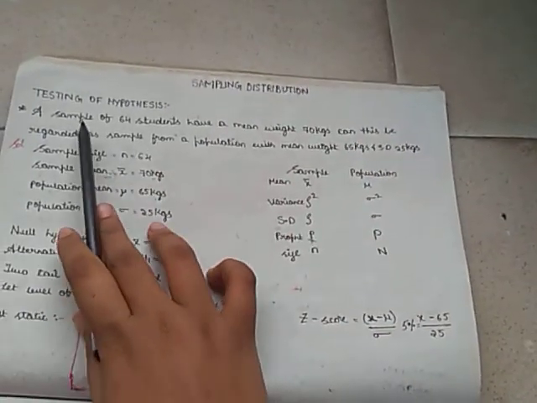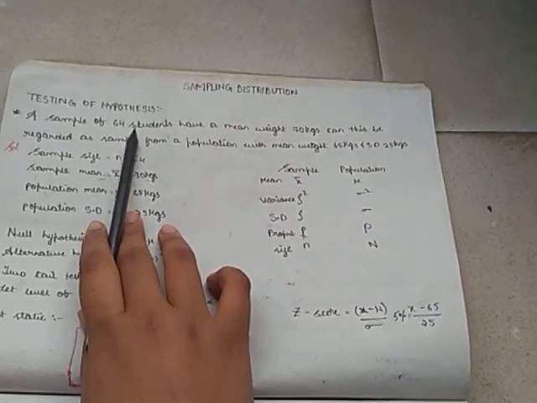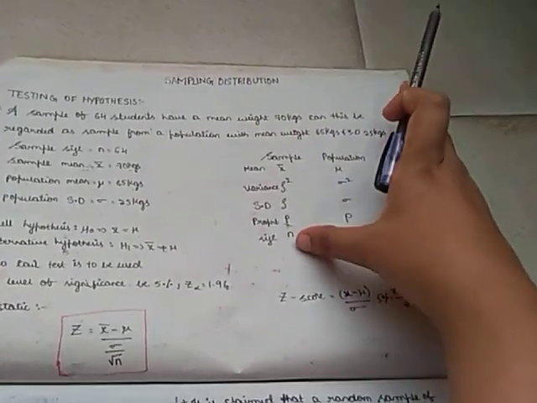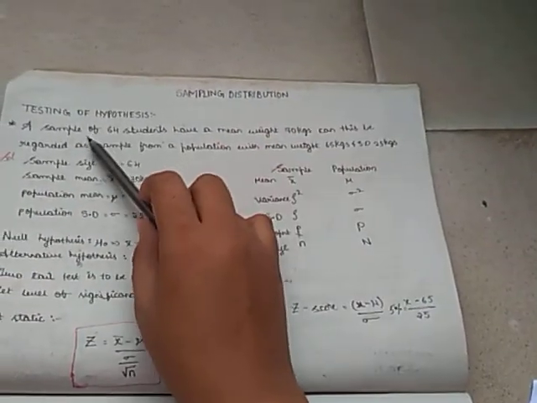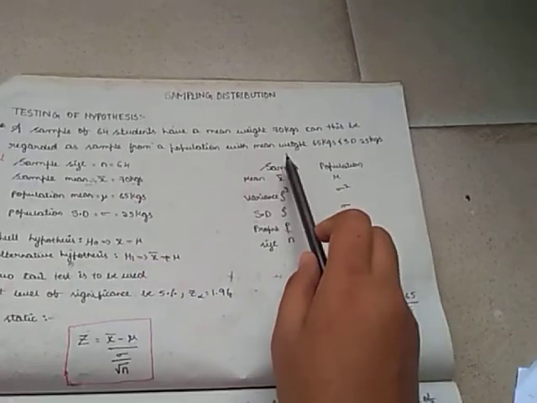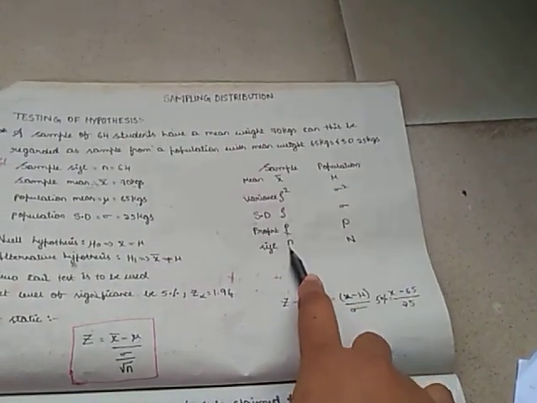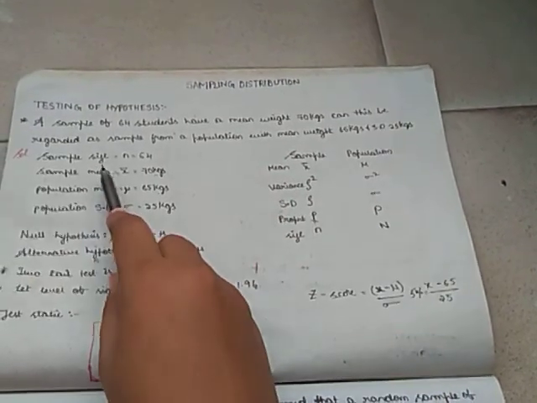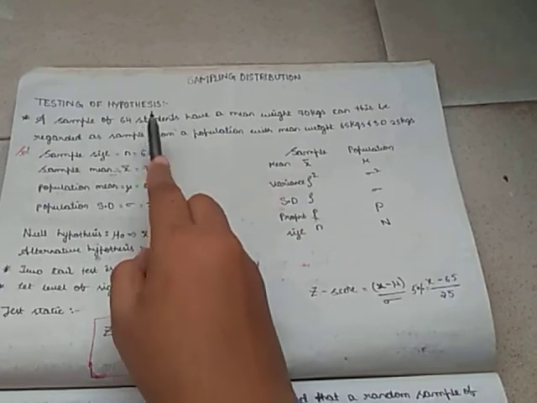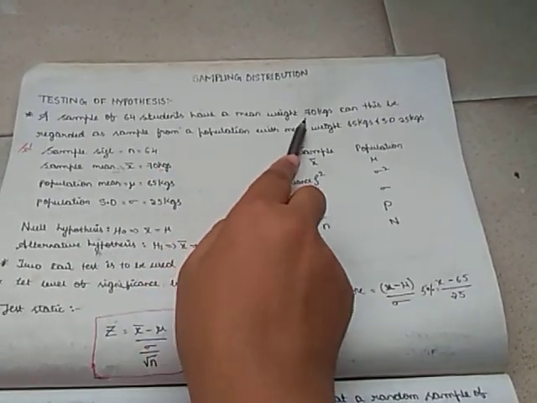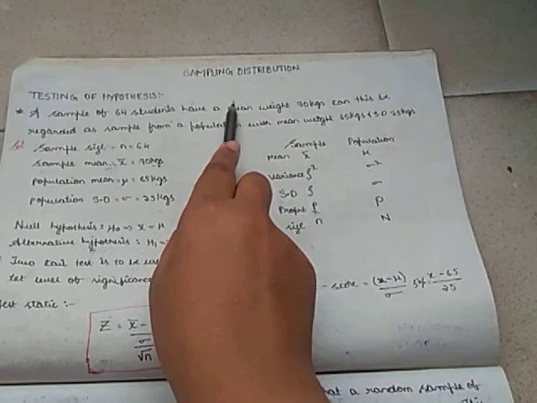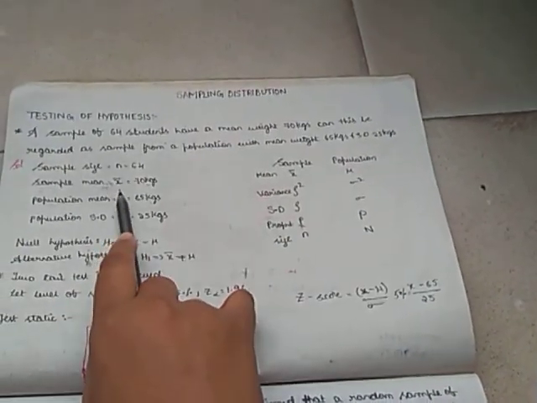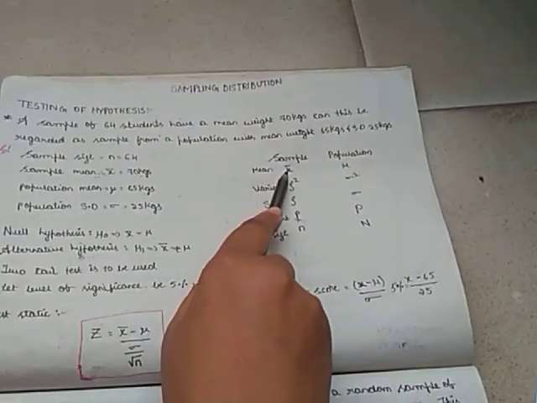See, in this question, a sample of 64 students. Students here denotes the number, n. Since it is mentioned as a sample, the number of students will be denoted as small n. So sample size n equals 64, and it has a mean weight of 70 kgs. Here population is not mentioned, so it is under sample. So sample mean x bar.